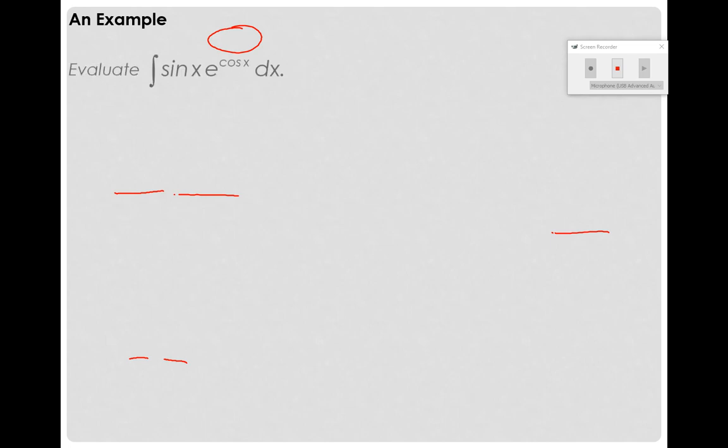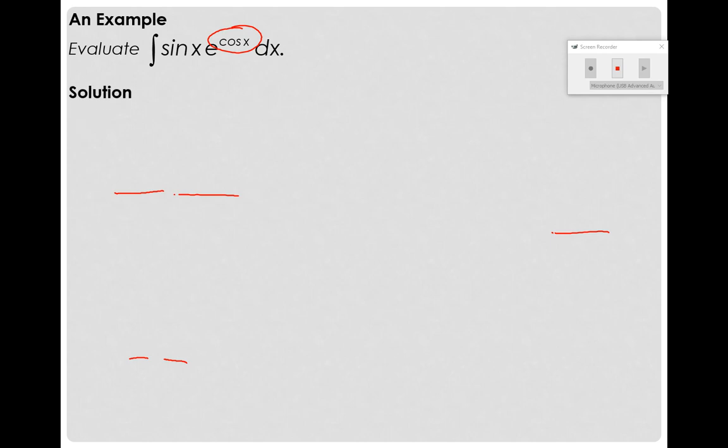So evaluate the integral of sine x times e to the cos x. Do you see how complicated that looks? At first glance, when you look at it and this cos x is up here, it's going to freak you out a little bit when you run into ones like that. So here's what U substitution does. Again, focus on what it accomplishes, not how to do it. We'll get the how to do it in a few minutes.